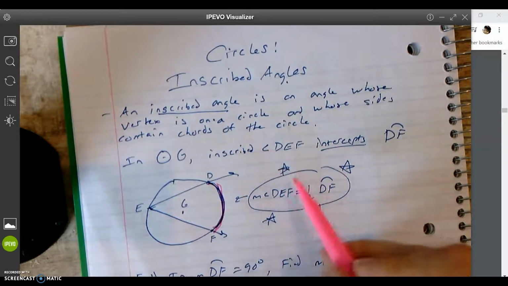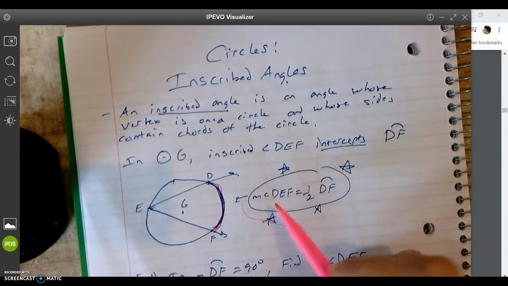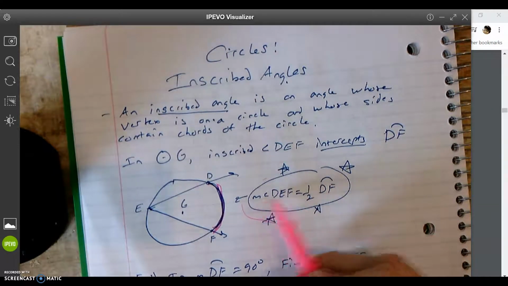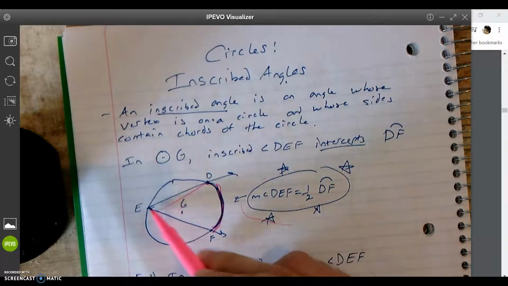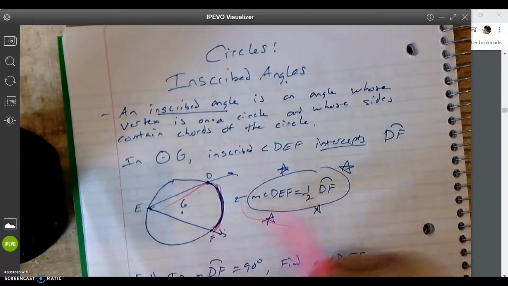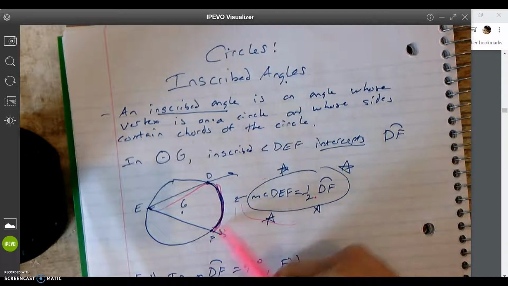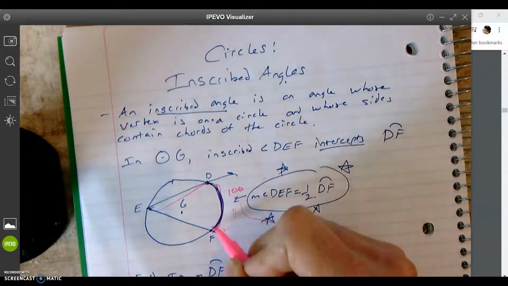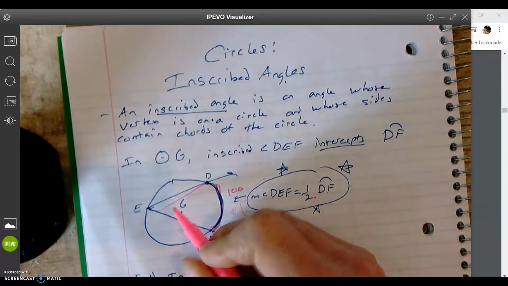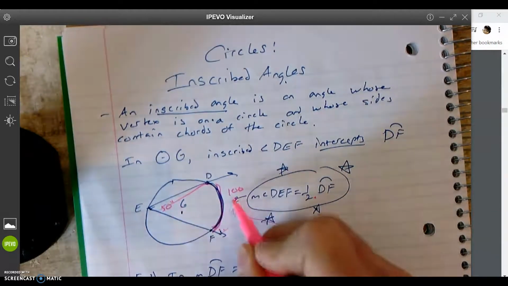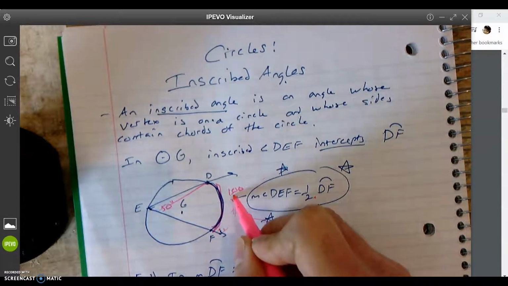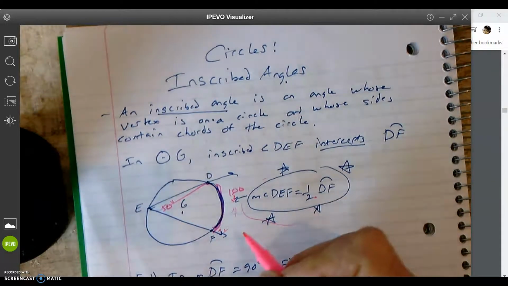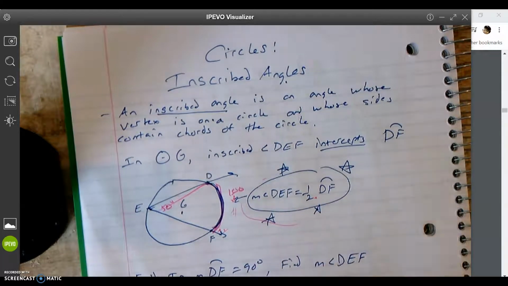So what does this mean? Well, there's a key little formula. So write this down. I put stars by it because it's so important. The measure of angle DEF, this inscribed angle DEF right there, is half of the arc. So if this arc was 100 degrees, then the angle would be half that, which would be 50 degrees. If arc DF were 80 degrees, this would be 40 degrees. Okay, so it's half. That's going to be the important thing to remember today as we work through these problems.